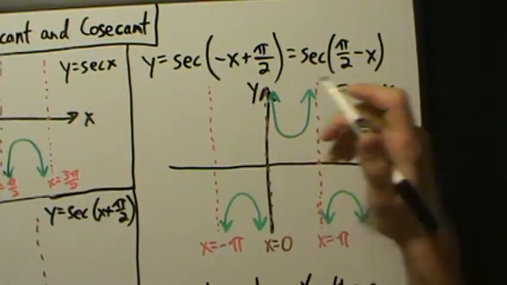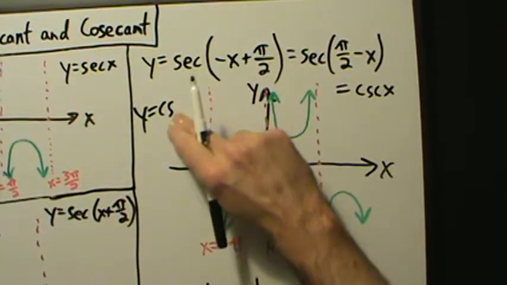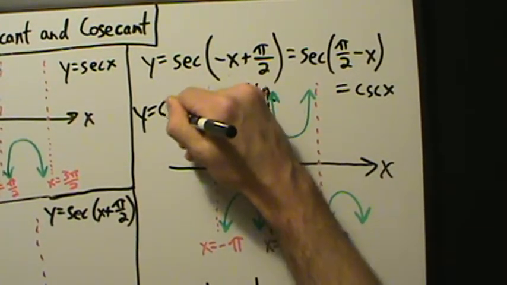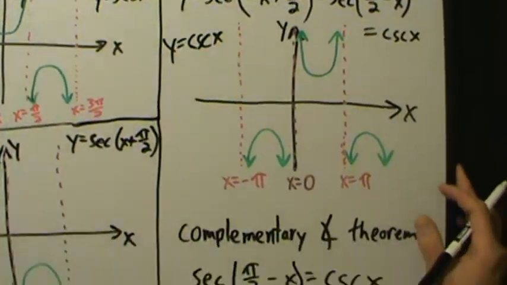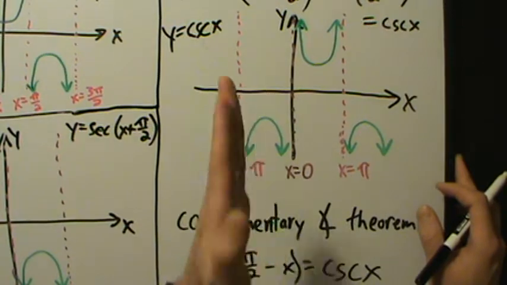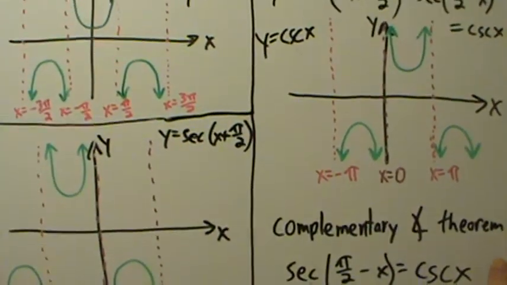Okay, so what we've actually graphed here was y equals the cosecant of x. Okay, so that's that. And we see cosecant has asymptotes at x equals negative pi, x equals 0, x equals pi. Now, why did I do that in the same video as secant? So that's what I want to talk about now, just real quick.